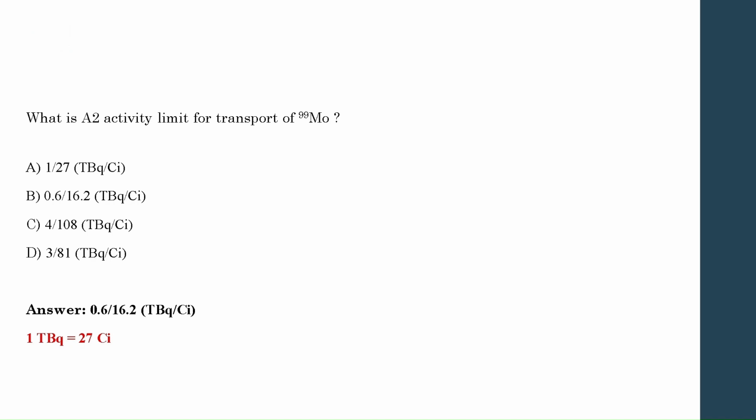So, what is the A2 activity limit for transport of molybdenum 99? As already discussed, there are two forms, A1 and A2. A2 is other than special form. If you are transporting in other than special form, what is the maximum amount of moly that you can transport? The right answer is 0.6 terabecquerel, and it is equivalent to 16.2 curie. And for your knowledge, 1 terabecquerel is equal to 27 curie. So for molybdenum 99, the right answer is 0.6 terabecquerel.